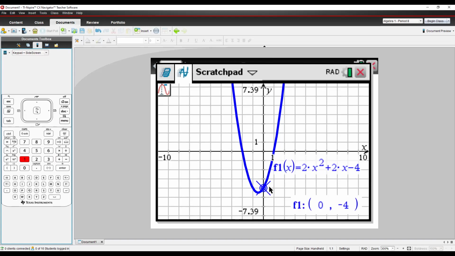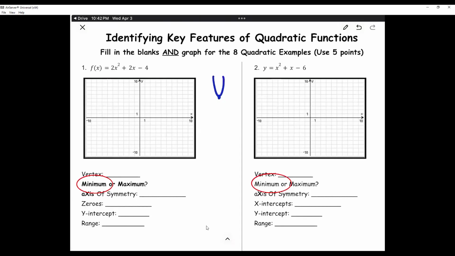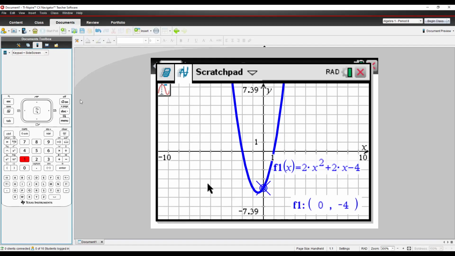Sometimes it'll be off a little bit, but most of the time it's going to try to take you to the y-intercept. So I'm going to go to my paper and I'm going to say the y-intercept is (0, -4). So got that. Now I go back. Now I am just going to use the arrow key and I'm just going to keep going until I hit, here's one of the zeros.